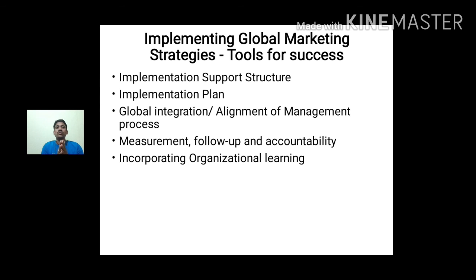So this is about global marketing strategies. What is the concept, what are the strategies, that means examples of strategies, and what are the challenges while implementing the strategies, and finally we have discussed what are the tools that can be used for implementing the global strategies successfully, right? Further we will discuss tomorrow.